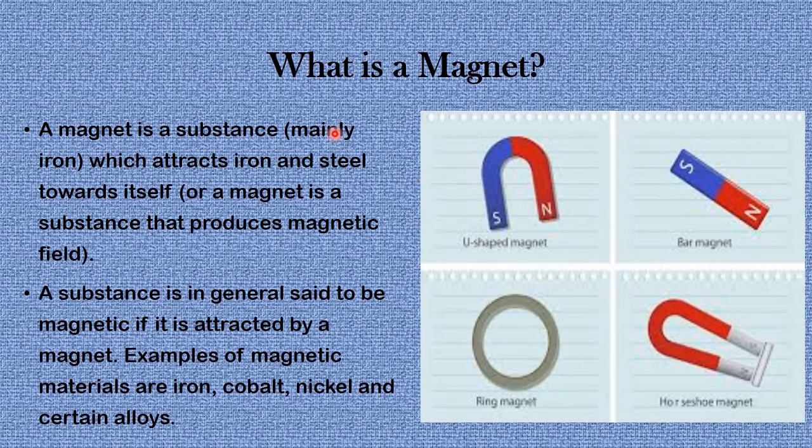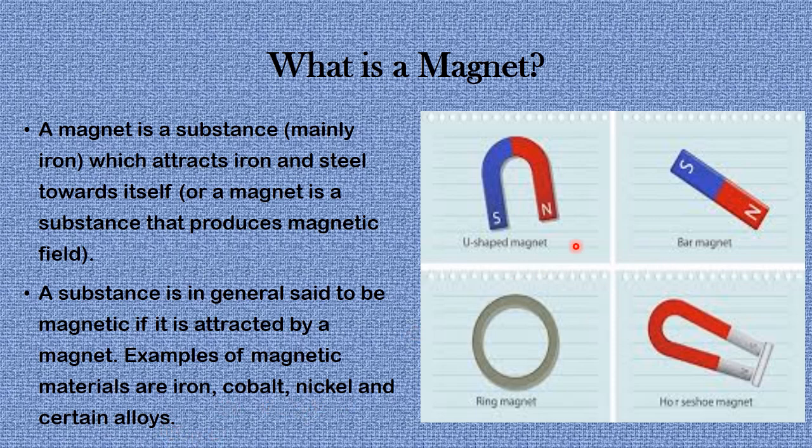Now, what is a magnet? A magnet is a substance which attracts iron and steel towards itself, or in other words, a magnet is a substance that produces magnetic field. A substance is generally said to be magnetic if it is attracted by a magnet. Examples of magnetic materials are iron, cobalt, nickel, and certain alloys.